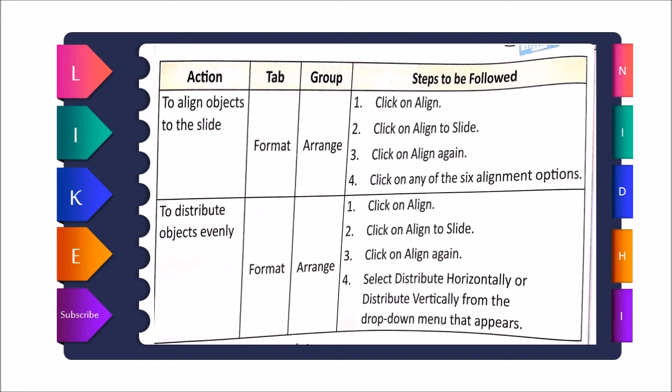To distribute objects evenly, that means we want the objects to be spaced in a similar way, then we go to the Format tab, which is present in the Arrange group. Then click on Align to Slide, then click on Align again, and select Distribute Horizontally or Distribute Vertically from the drop-down menu that appears. So we can select these objects, and then we will perform the alignment.